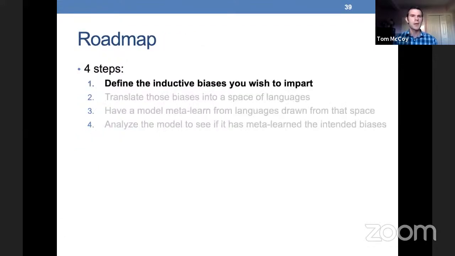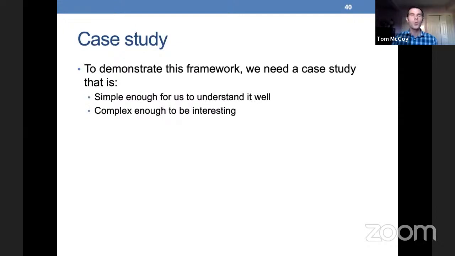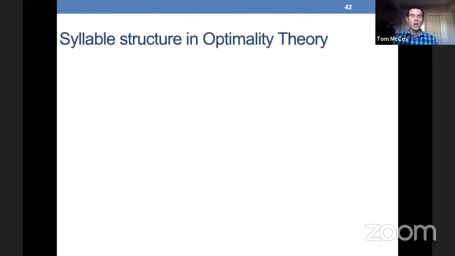So once again, here's the outline of how our framework works. The first step is to define the inductive biases that you wish to impart. To do this, we need to decide on which phenomenon we want to have our model learn. And in choosing a phenomenon, we wanted to pick something that was simple enough for us to understand it well, but complex enough to be interesting. For this purpose, we chose a phenomenon from phonology, namely syllable structure typology. And in particular, we're adopting the account of syllable structure from a linguistic formalism known as optimality theory. I want to stress that our framework does not depend on optimality theory in any way. This is just the particular use case that we chose to illustrate the framework.